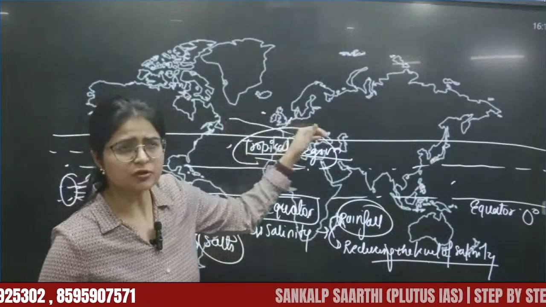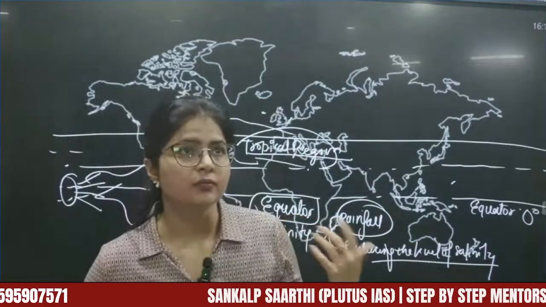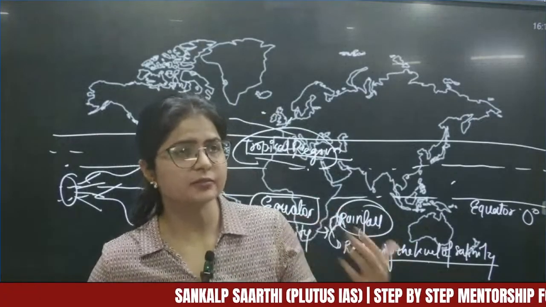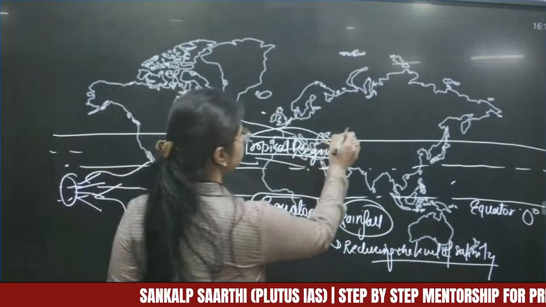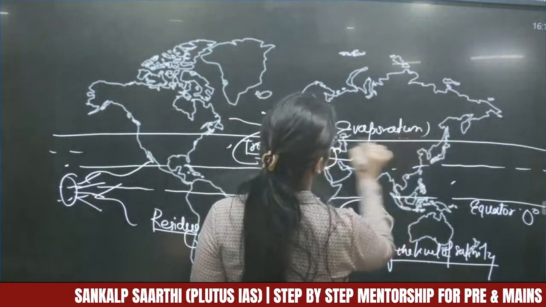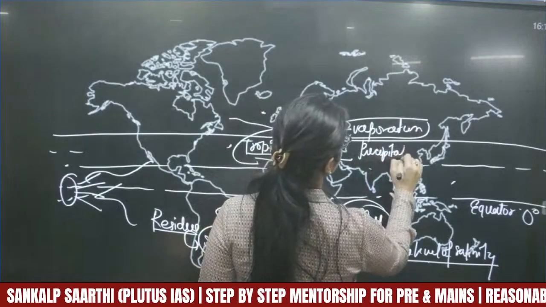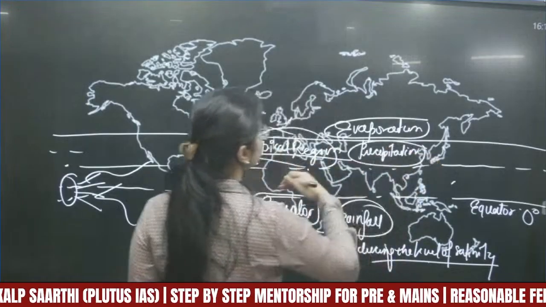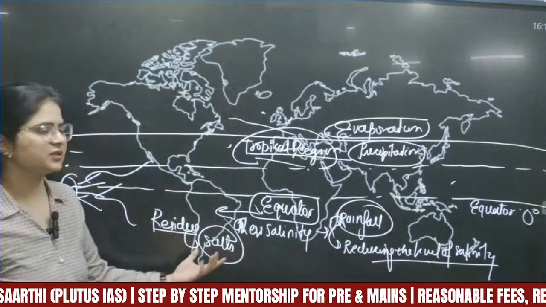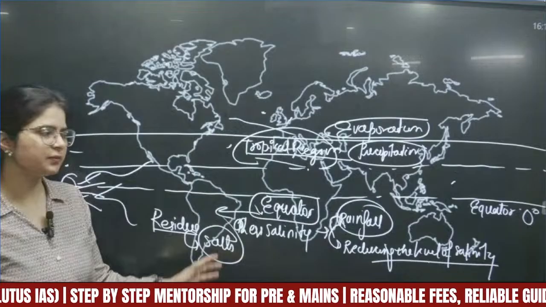But if I talk about the tropical regions, or maybe subtropical regions, there the salinity is not that reduced. Reason being, although evaporation is there, precipitation is also less. So precipitation is not compensating, it's not reducing the salinity of the area. Everybody clear? What happens in subtropical regions?